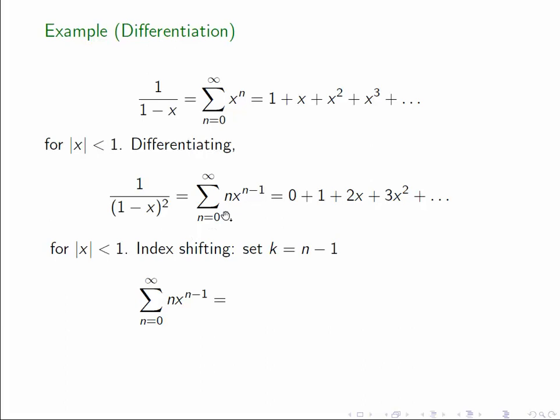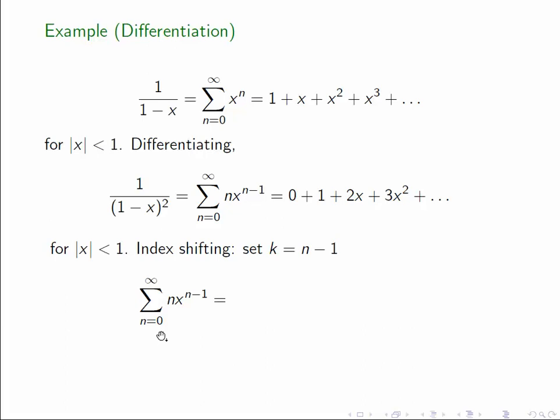Now, this is not in the usual form that we want. We usually want to represent a power series as a sum of x to the n. So let's shift the index. We want to replace n minus 1 by n. So let's first give it a different name. Let k be n minus 1, and let's represent this sum in terms of k.